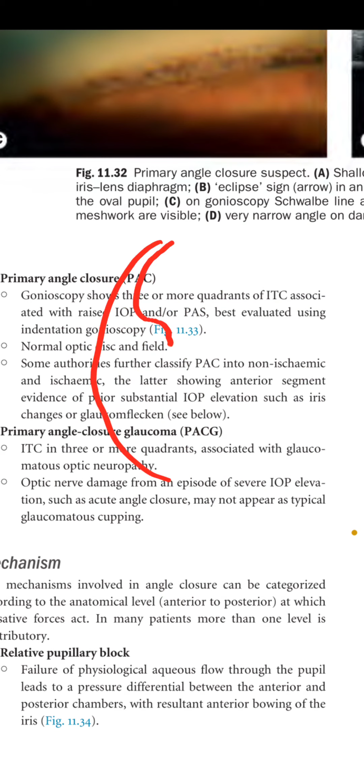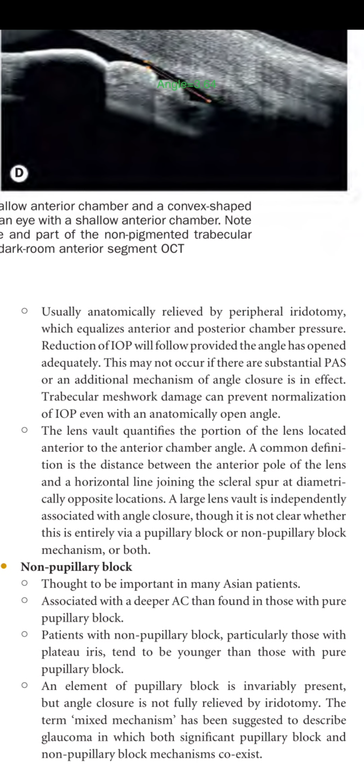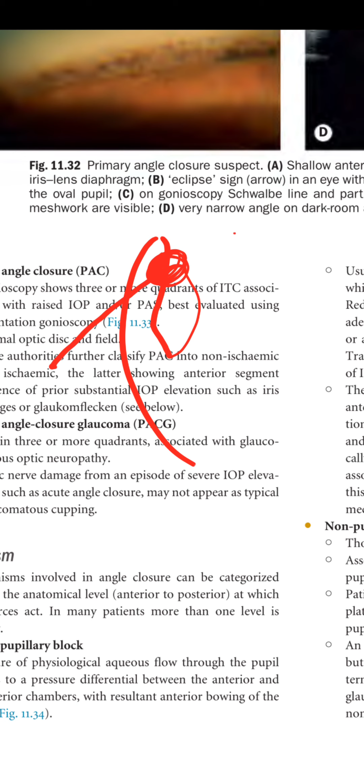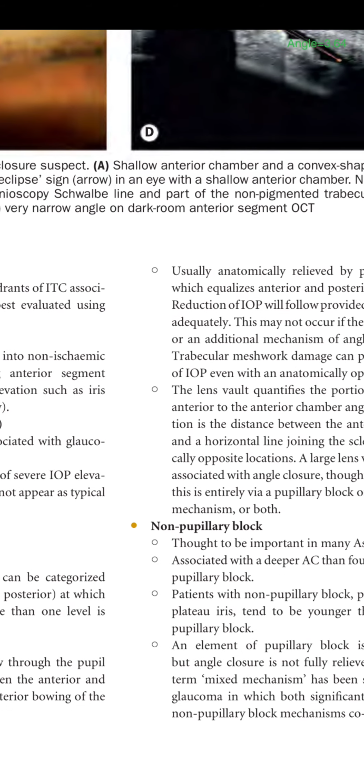The pupil will be like this and the lens will be like this, and there will be the anterior bowing. And then how will you treat it? When you treat it, basically there is an anterior bowing, so when you make a hole in the iris, the aqueous will start flowing from the posterior chamber into the anterior chamber, and the angle pressure will be normalized.